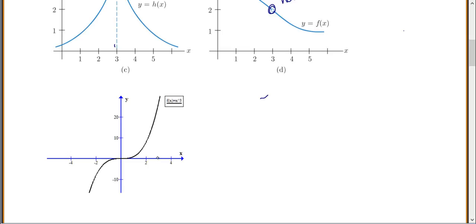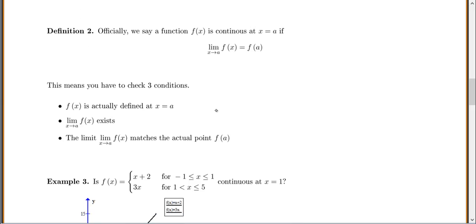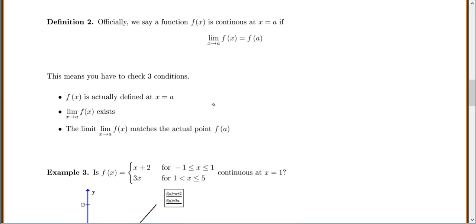On this next graph, if we look at x equals 3, I don't actually see anything wrong there. There are no holes, there are no jumps, there are no breaks, so this one would be continuous. And for the most part, all I'm going to be having you do is look at the graph and say, does that look continuous, yes or no? But we might do one or two problems where I actually ask you a little more officially if a function is continuous.